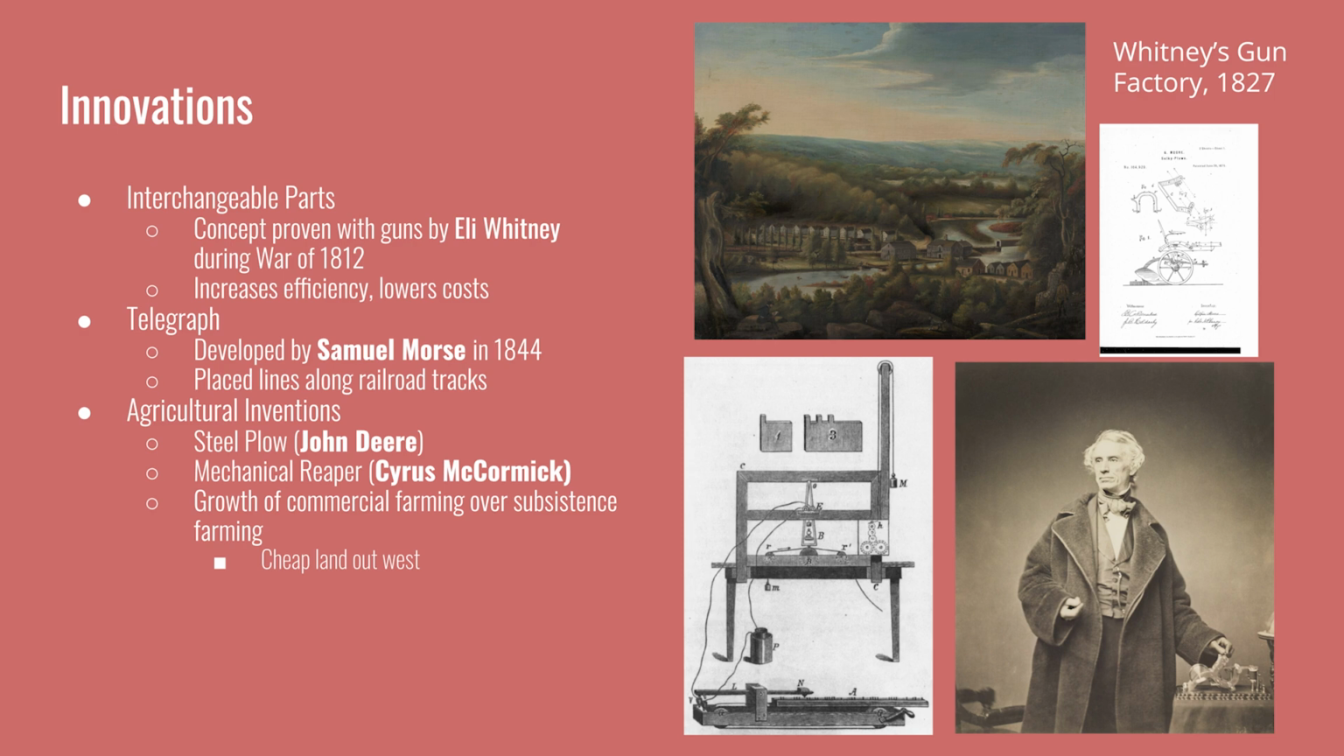Commercial farms planted more crops, had higher yields, and drove the price of food crops down. Farmers with smaller plots are less able to compete and are forced to sell their land to the growing commercial farms. This, coupled with cheap land out west, increased the amount of commercial farms in the United States that export their food to the growing urban areas in the East Coast.